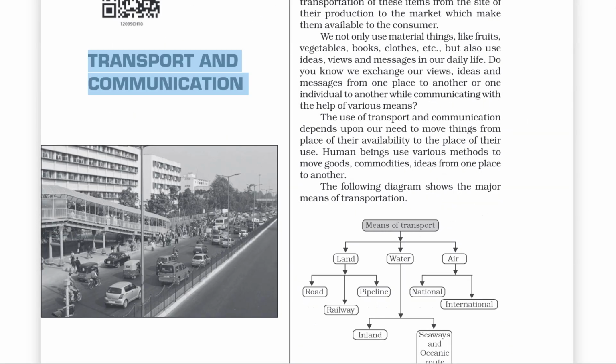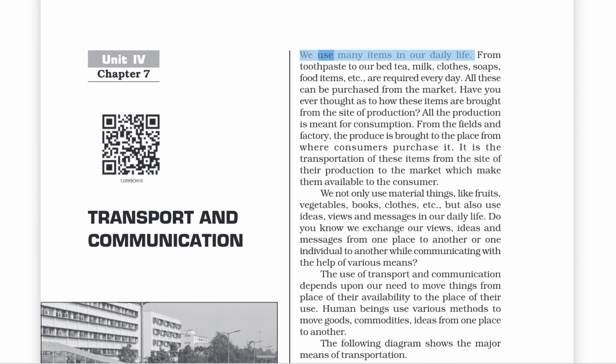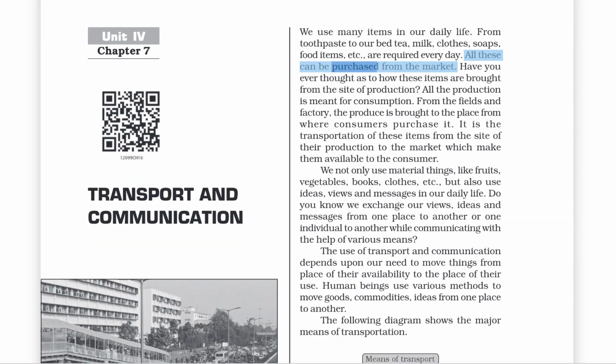Unit 4, Chapter 7. Transport and Communication. We use many items in our daily life. From toothpaste to our bed tea, milk, clothes, soaps, food items, etc. are required every day. All these can be purchased from the market.